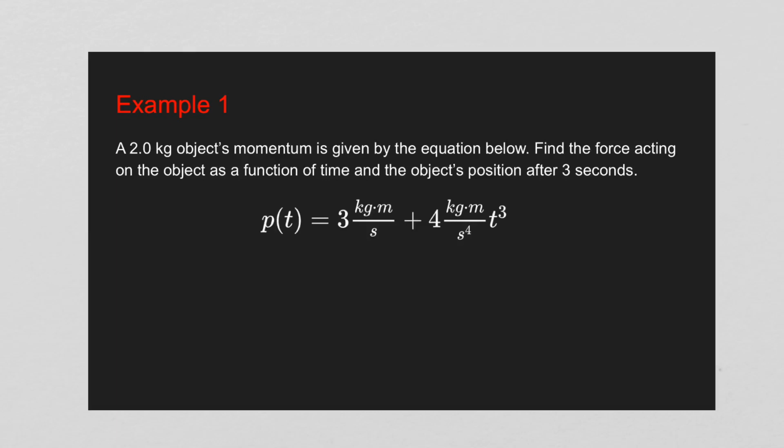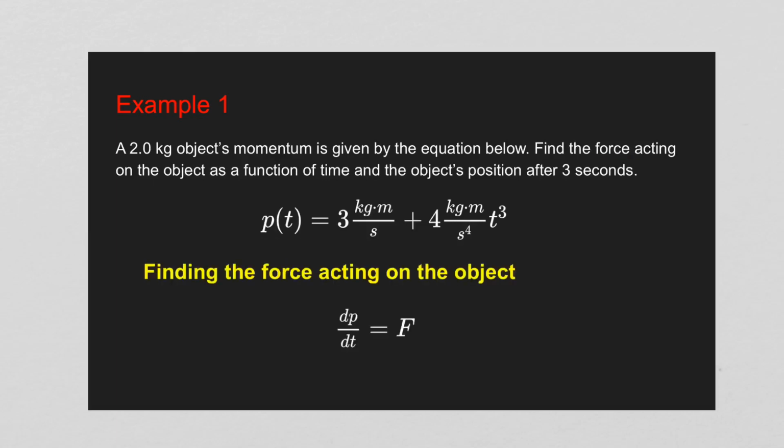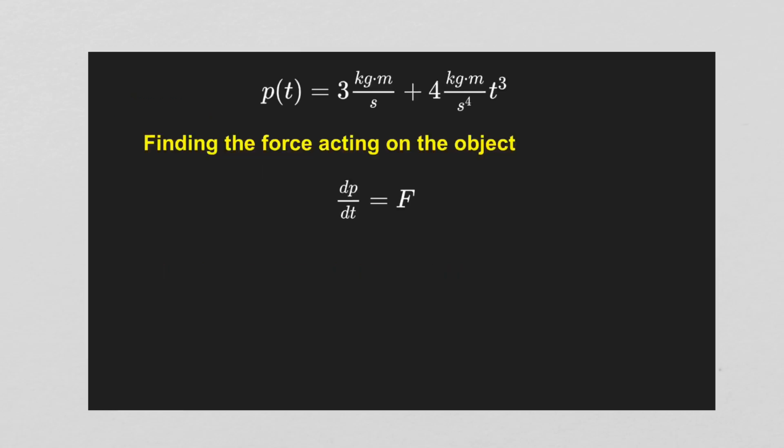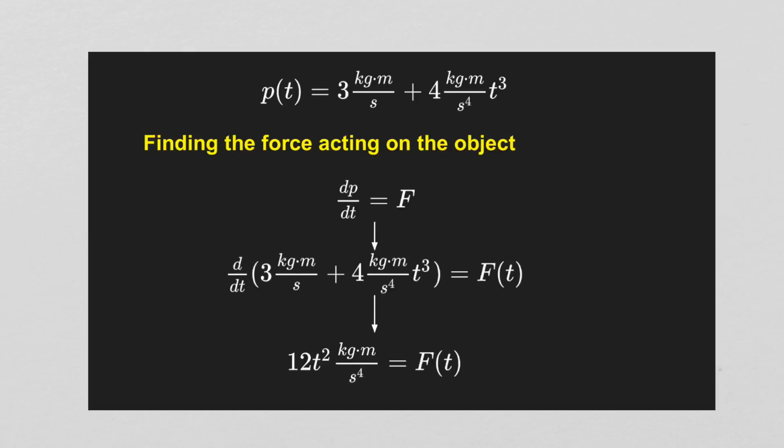So in this first example, I give you a function for momentum, and I want to find the force. Well, I know that forces change momentum with respect to time, so let's differentiate with respect to time. And you get 12t squared, kilogram meter per second fourth. This just makes sure that your unit of force is the Newton. All right, so to find force, take the derivative with respect to time.